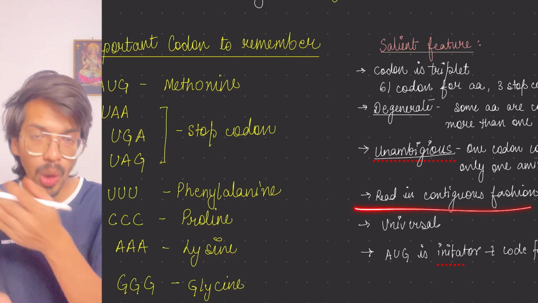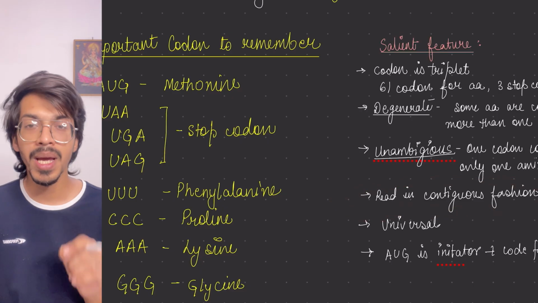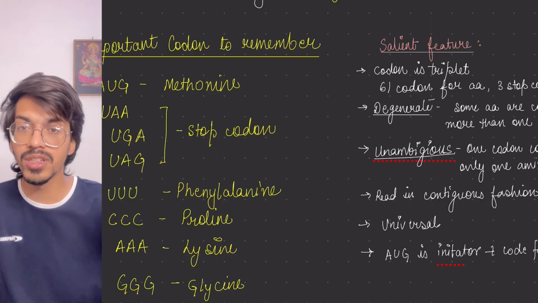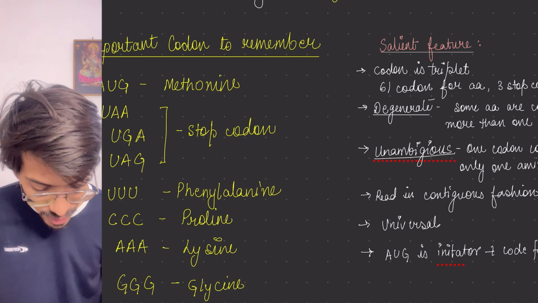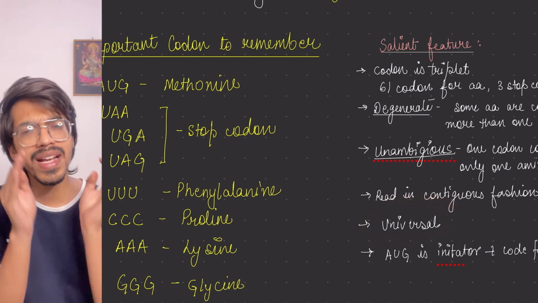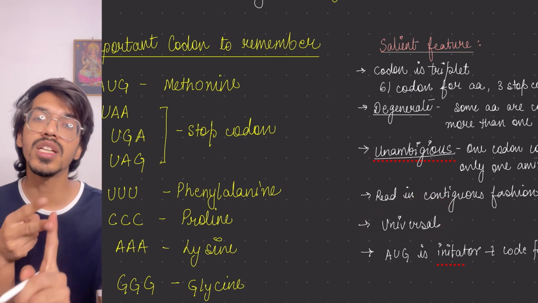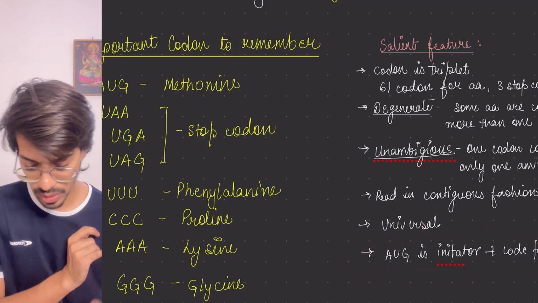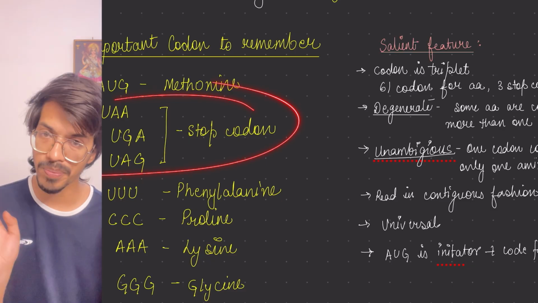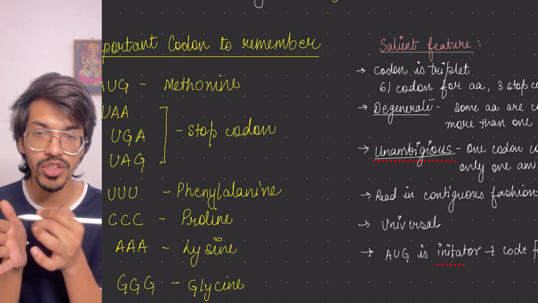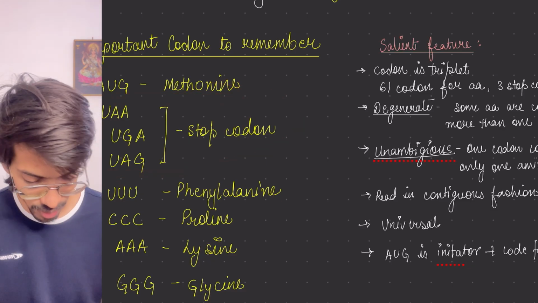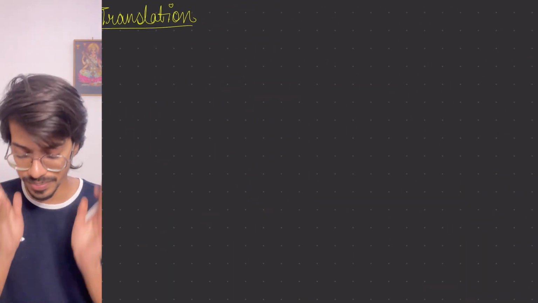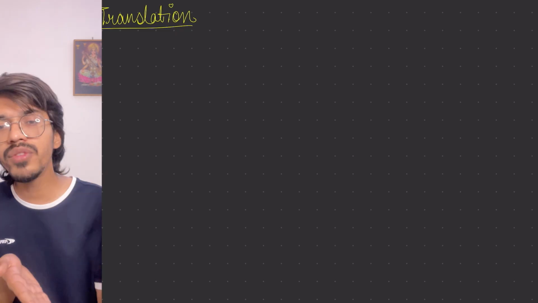Then it is read in a continuous fashion without any punctuation. Means A, U, G, A, A, C, A, A, G, like that, without stopping. Then universal. It is the same for everyone except mitochondria and certain protozoans. Then AUG is the initiator codon, which codes for methionine. The stop codons are UAA, UGA or UAG. You have to remember this. With this, the codon part is over. After that, the next process is translation. Translation is protein formation.